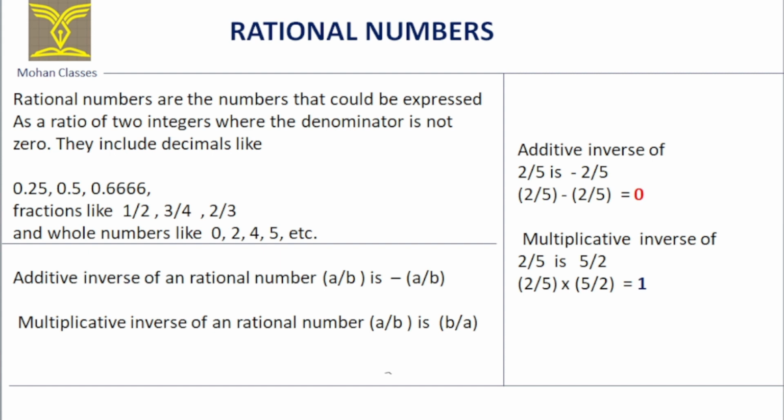2 by 5 is the rational number. Its additive inverse is minus 2 by 5. If you are adding both, you will get 0. Similarly, for the multiplicative inverse of 2 by 5, we will get 5 by 2. If you multiply 2 by 5 with 5 by 2, you will get 1.